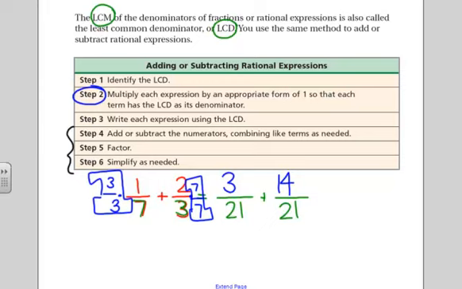And now we're at step 4. Add or subtract the numerator. So 3 plus 14 will give me 17. My denominator stays the same. And then I double check to see if I can simplify. So, can't simplify, I'm done. We're going to do the exact same thing with rationals.